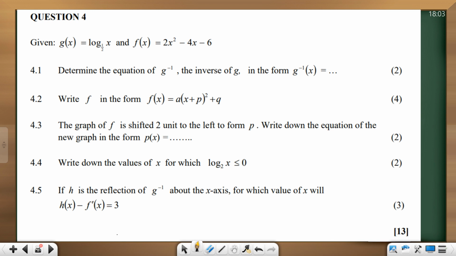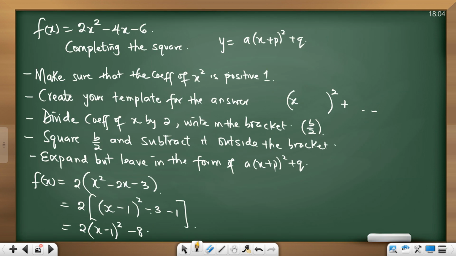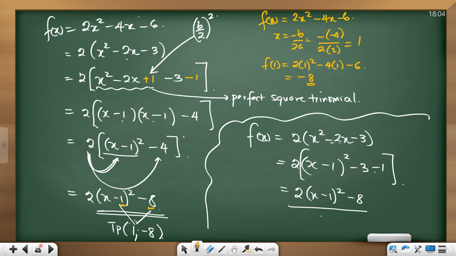The graph of F is shifted 2 units to form P. Oh, 2 units to the left to form P. Interesting. F of x is shifted 2 units to form. Check those 2 marks again for free. F of x is shifted 2 units. Can I ask you to try? Shift that 2 units for me. F of x is shifted 2 units. What would your answer be?